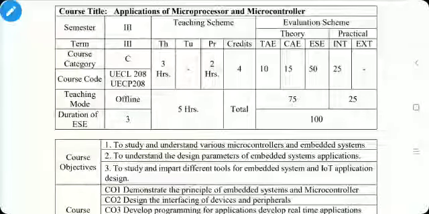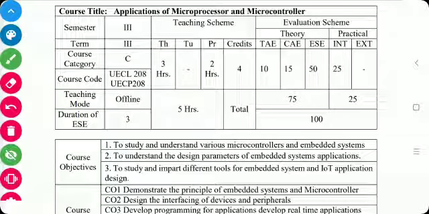Dear students, in this section we will discuss the course objectives and course outcomes of Application of Microprocessor and Microcontroller, and also discuss the syllabus. Okay, so the first course objective is to study and understand various microcontrollers and embedded systems. Second, to understand the design parameters of embedded system applications. Third, to study and impart different tools for embedded system and IoT application design.